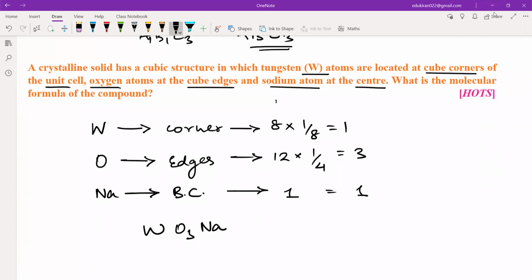And you know that we always write the metal first. So you'll write it like this, Na, and then you will write WO3. NaWO3. Okay. So now moving on to a different type of question in which you will not be given the exact positions of the atoms.